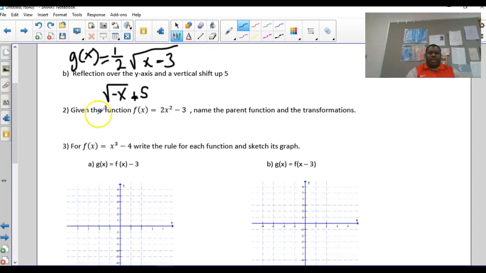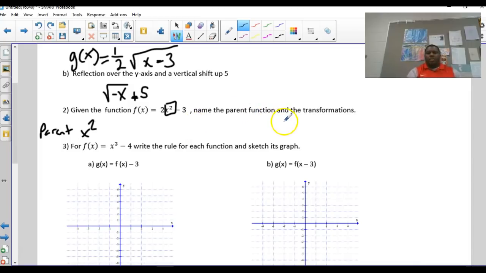Next, right here, it says, given the function 2x squared minus 3, name the parent function and the transformations. Well, the parent function is right here. This is an x squared function. Sorry, guys, x squared. All right, parent function, it's x squared.